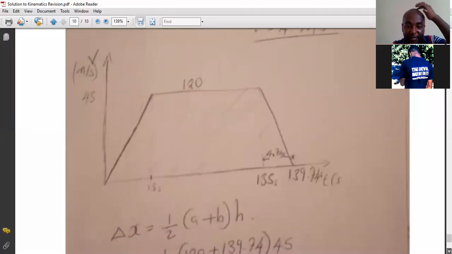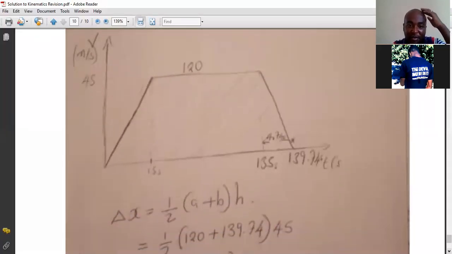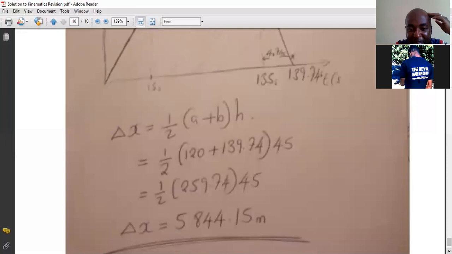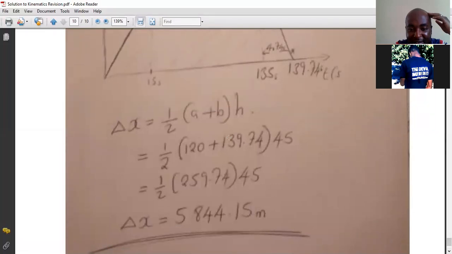Those are the sizes for your trapezium. Your a, which is the short part on top there, is 120. Your b, which is the longest part down there, is 139.74. Then the height is 45. So you write delta x equals half, open brackets, a plus b, close brackets, h. Then you solve it. So when you work this thing out, those are the answers.